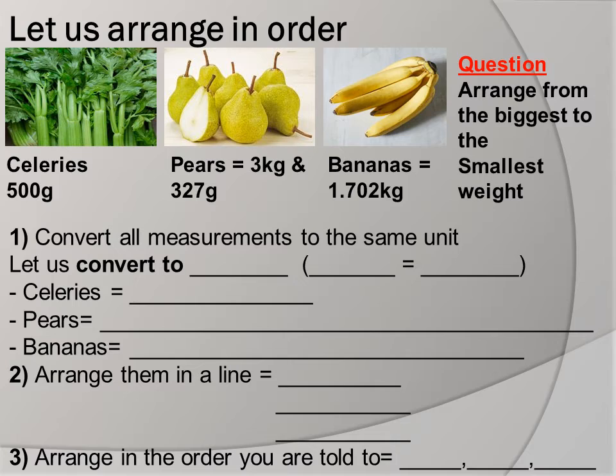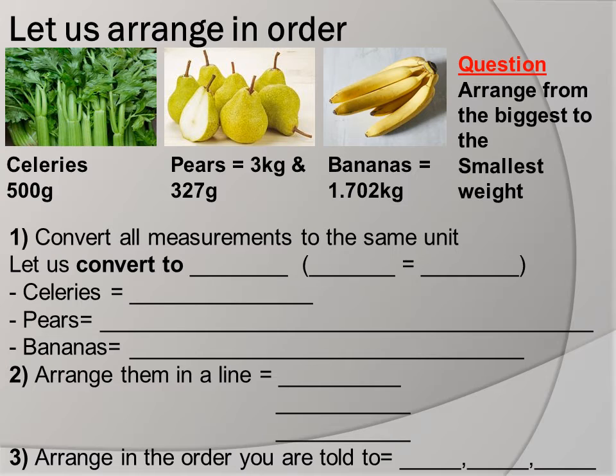So try first of all. I've given you the requirements. Convert the measurements to the same unit. So what unit are you going to convert to? And what's the standard measurement for the units you're converting to? Then look at the celeries. When you convert it, what will be your answer? The pears, when you convert, what's the answer? And of course, the bananas.